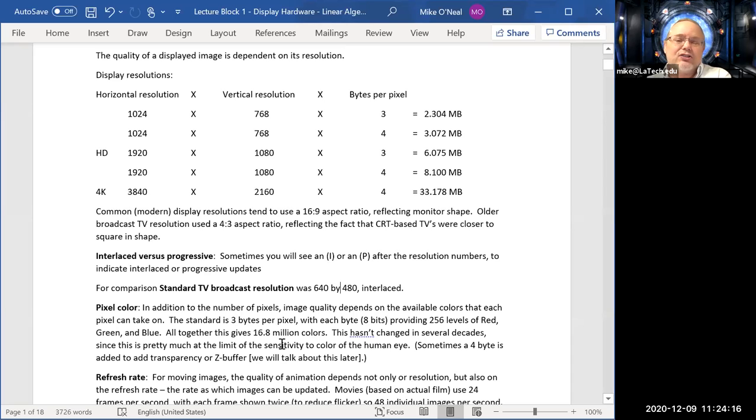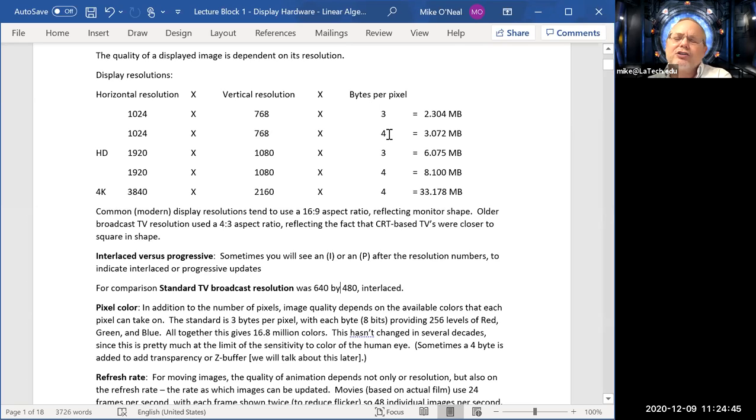This standard hasn't changed in well over 20 years. And the reason why it hasn't changed, why hasn't it gotten better? Doesn't everything get better in computing? Well, basically, your eye can't see more than 16.8 million colors. So we could add more bits, but it's not going to help because we're at the limit or beyond the limit of what a human can see.